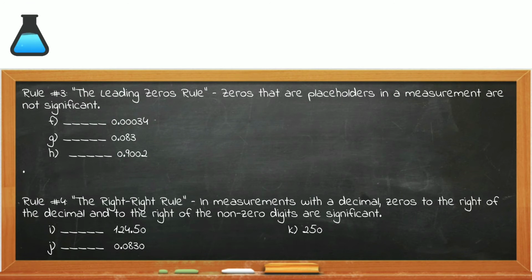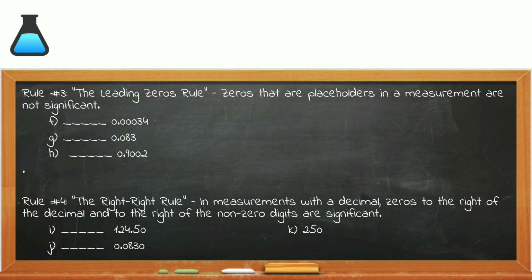Again, you will need to combine the rules sometimes. So in example J, we can go back to rule 3, that the leading zeros don't count. So the first 2 zeros of the number are not significant, but since there's a decimal point, the ending zeros are. So this number, 0.0830, has 3 significant digits.